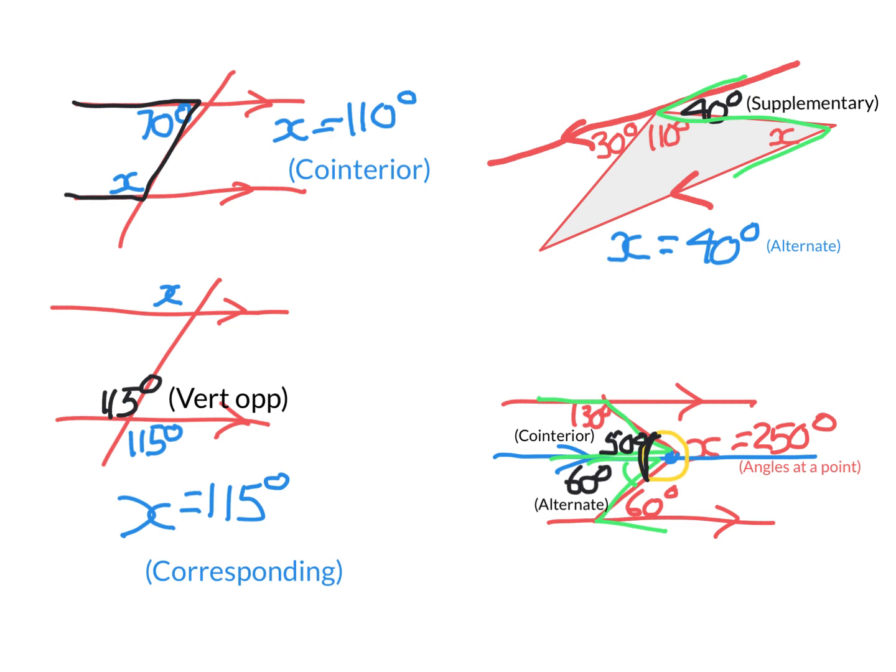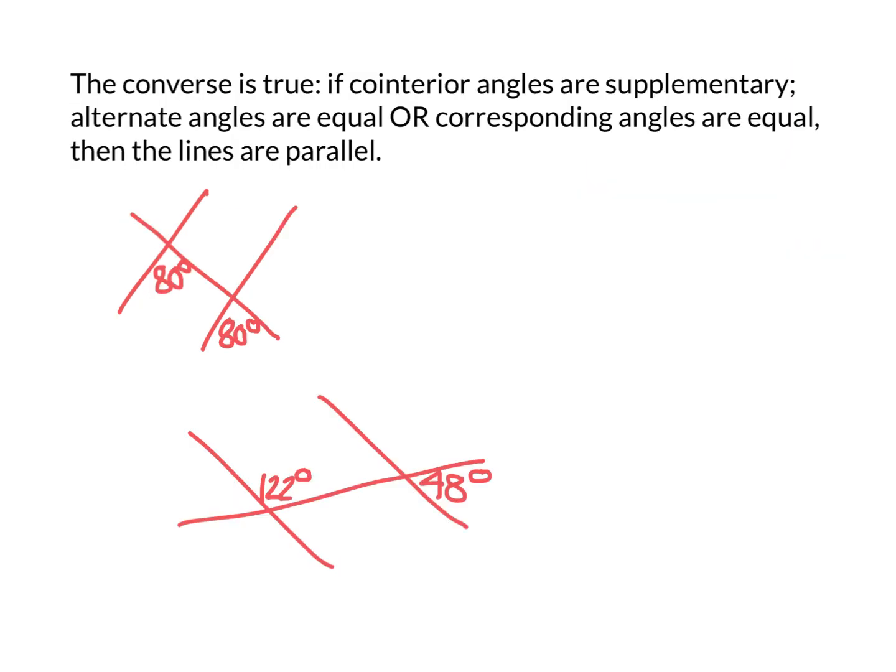All right, let's now look at determining whether or not lines are parallel. So on a previous slide, I said that if you have a pair of parallel lines cut by a transversal, then corresponding angles are equal, alternate angles are equal, and co-interior angles add to 180. The converse, kind of like the opposite, is also true. If you have a pair of corresponding angles that are equal, a pair of alternate angles that are equal, or a pair of co-interior angles that add to 180, then you have a pair of parallel lines.